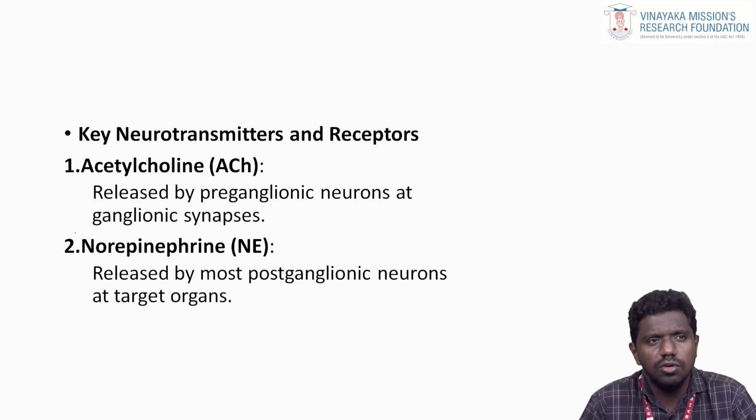It is released by the sympathetic nervous system. In the heart, it is released in the heart; in the lungs, it is released in the respiratory system; in skeletal muscles, it is released in the skeletal muscles. It is released at the postganglionic neurons at the target organs. The ganglions present at the target organs will release norepinephrine during sympathetic nervous system activities, or fight or flight responses.